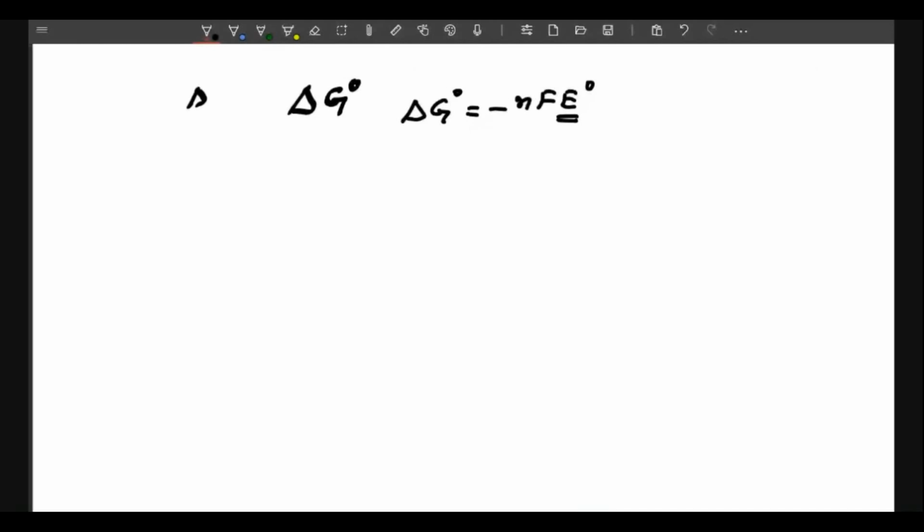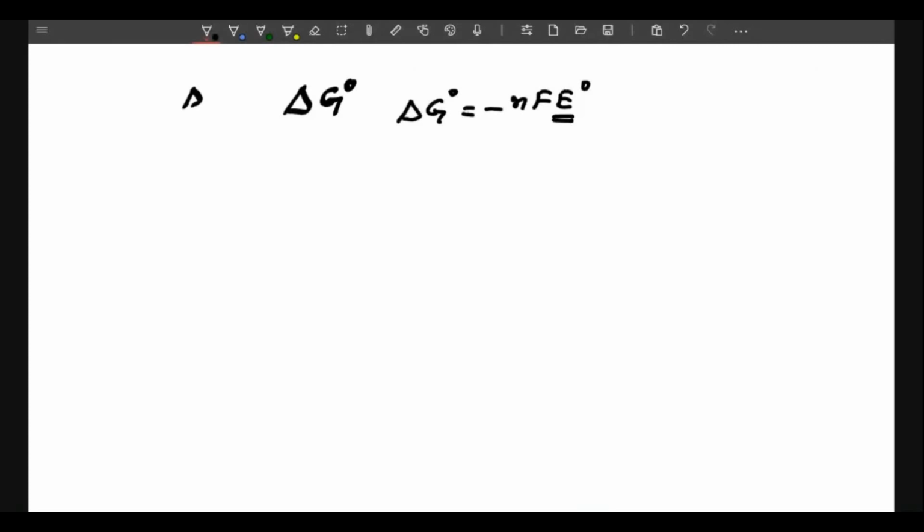But E naught is not asked. You are asked to calculate the standard reduction potential for a half reaction. Therefore, it is a two-stage problem. Therefore, I have told you that it is not a direct problem. First, you calculate the delta G that is given, and then if you know the number of electrons, you can calculate E naught, is it not? What is the delta G given?